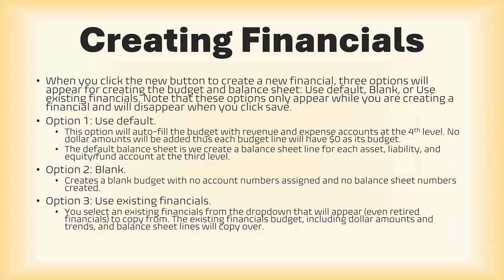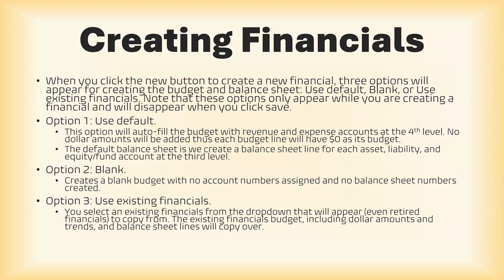So when you're creating a financials, we have a new button. You just click to create. When you click to create, there'll be a couple of options that will only appear before you click save, and those are the options to create the budget and balance sheet, which give us 3 different options. You can use the default that we laid out, blank, which won't fill out any account numbers and any balance sheet lines, or you can copy from an existing financials.